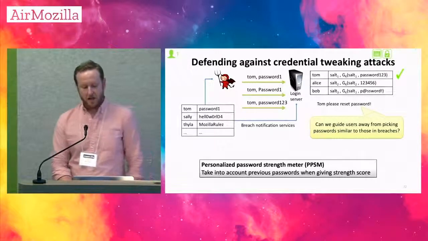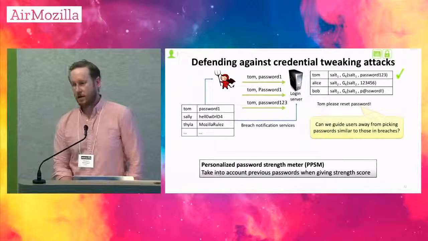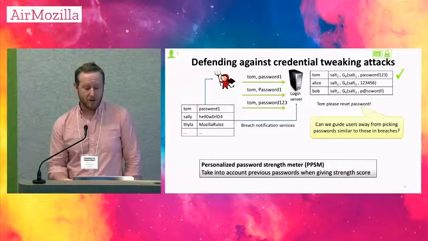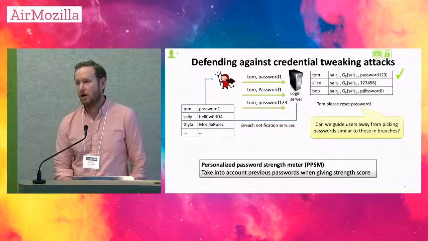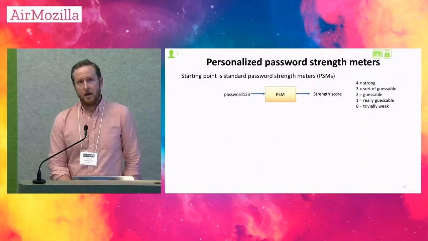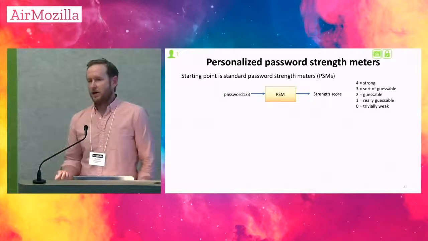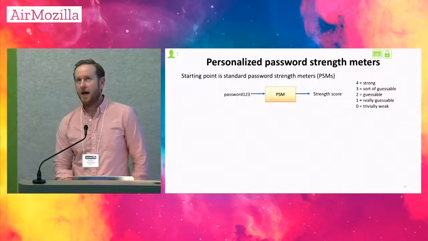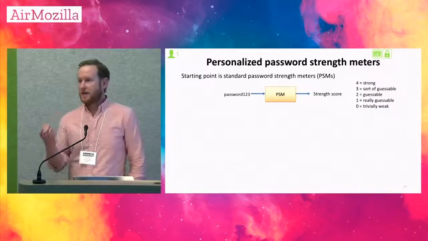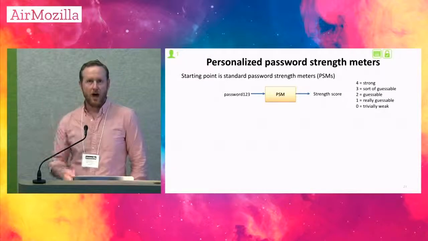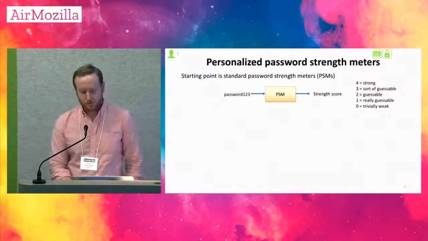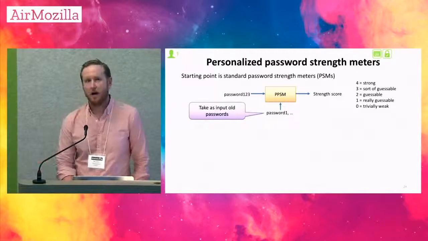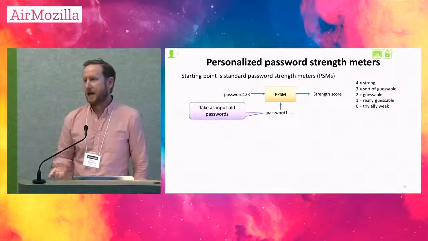This led us to an idea we started calling a personalized password strength meter. Basically, it takes into account these breached passwords, passwords that have been publicly breached, when giving a strength score to users. The starting point is a regular strength meter. You've probably seen strength meters on many sites now, like zxcvbn, which is a bit of a mouthful. They take in a password and give you a score, maybe 1 through 5 or 0 through 4. We want to add the ability to take as input some prior breached passwords and take that into account.